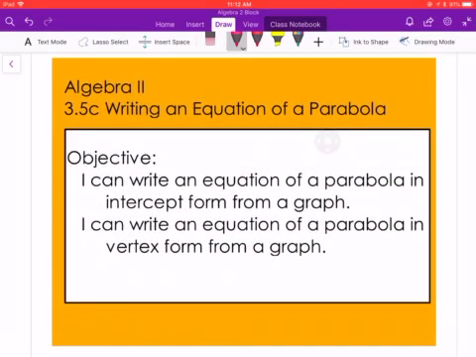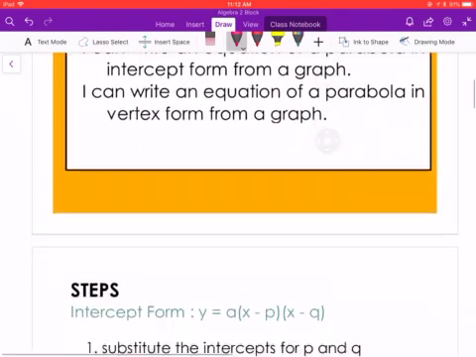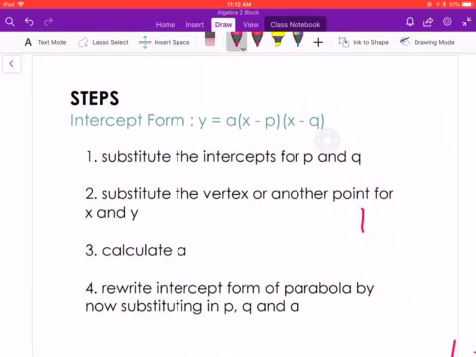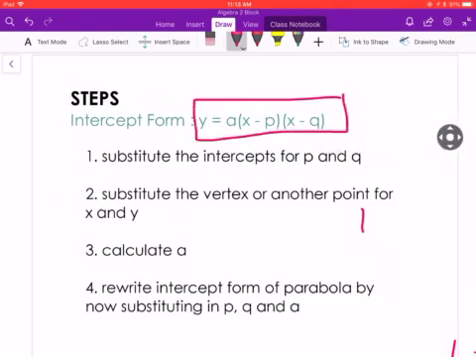Okay, this is a video on writing equations of a parabola. We're going to focus on intercept form and vertex form, but then also convert to standard form. So first things first, you need to know the difference between the different forms. So this is intercept form, also sometimes called factored form, since it's written factored. And then remember that our P and Q are our X-intercepts.